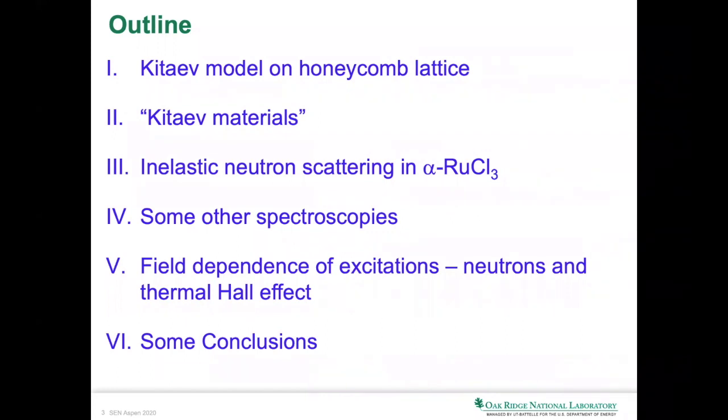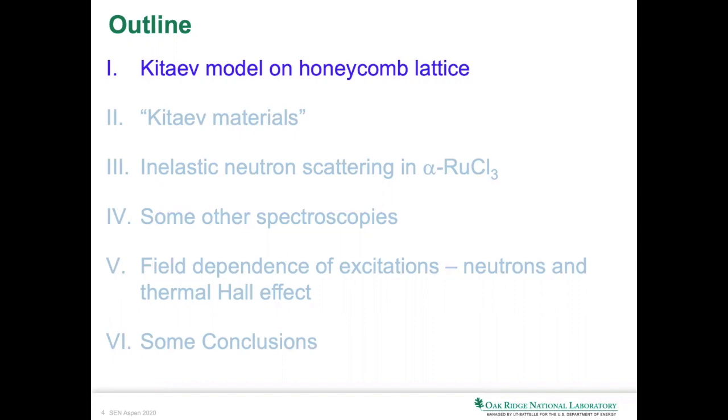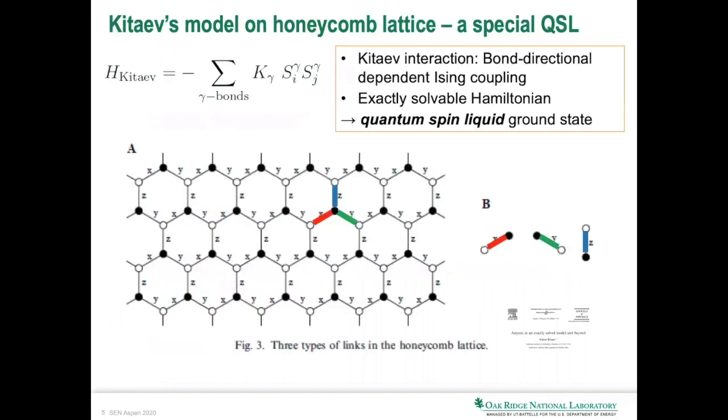I'll specialize to alpha ruthenium trichloride, which is the substance that we've studied the most at Oak Ridge with inelastic neutron scattering. Given the time, I might skip over a short section on some other spectroscopies, but I'll be happy to talk about those privately. And I'd like to get to the field dependence of the excitations and maybe some conclusions. So let's start with the Kitaev model on a honeycomb lattice.